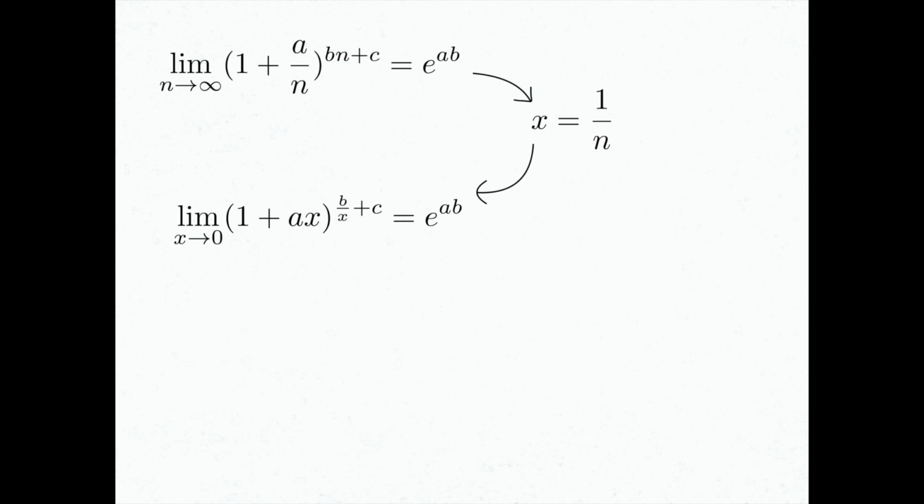Now I want to go over two quick practice problems to make sure you guys have the identity down. The first one is the limit as n goes to infinity of (1 + 2/n)^(3n). This will just become e to the power 2 times 3, which equals e to the 6th.